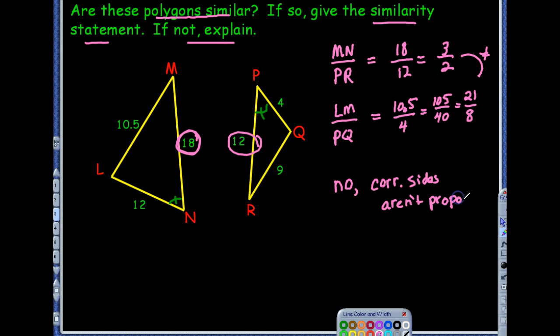What do you mean, which sides? So it has to be corresponding sides. Make sure you're clear on that. The corresponding sides aren't proportional. If they said corresponding sides don't have the same ratio, that would be acceptable as well. Okay.